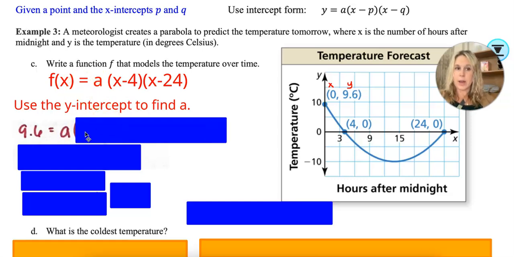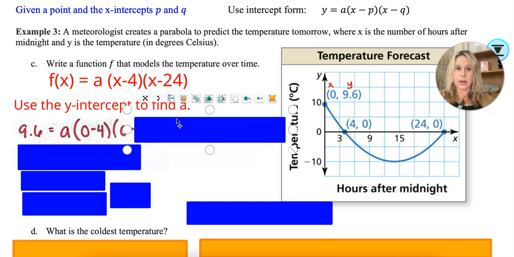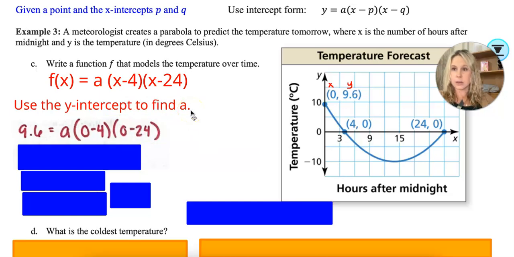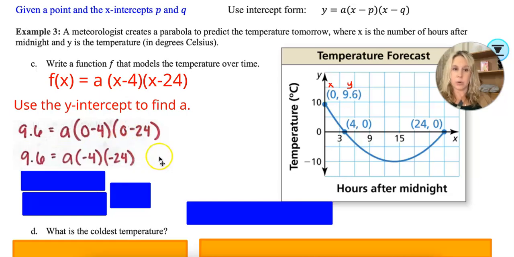Equals, don't know my a value, and I'm going to put 0 in place of x both times. So I'd have 0 minus 4 and then 0 minus 24. And so the next thing I need to do is solve. And so order of operations, do your parentheses first. So 0 minus 4 is negative 4, 0 minus 24 is negative 24. And so then bring a down and then bring 9.6 down.